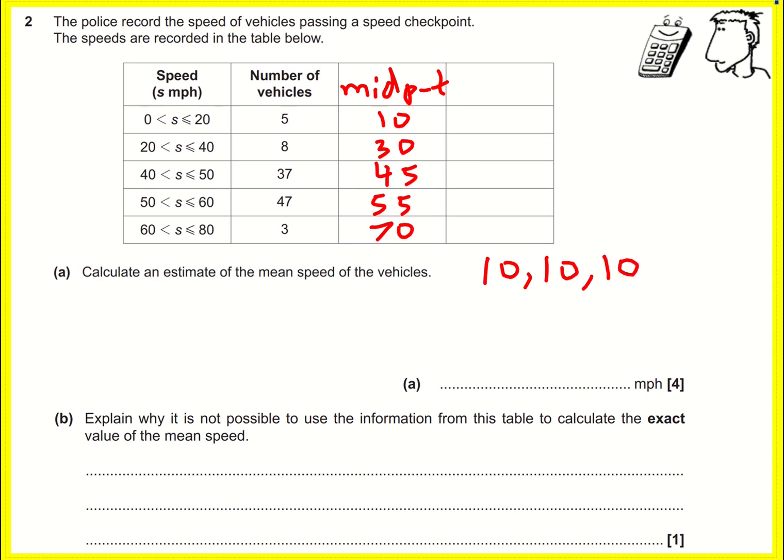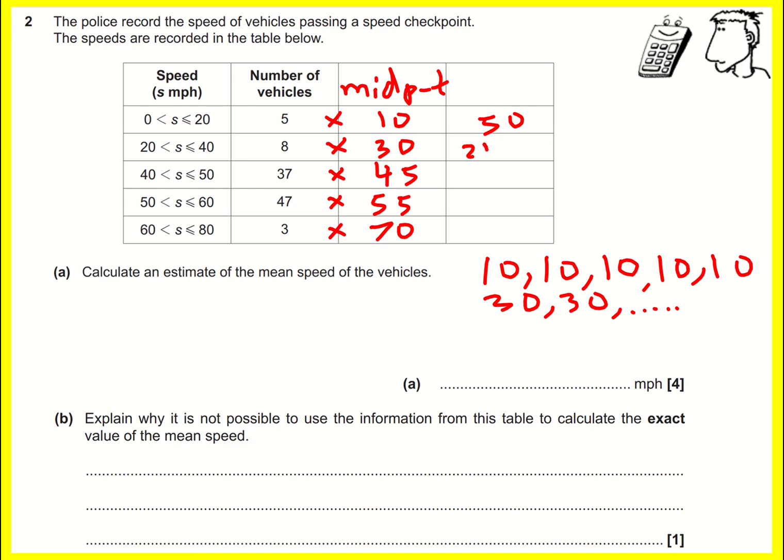Sometimes it's easy to forget what a grouped frequency table is actually giving you. I've got 8 vehicles, which are 30, and so on. If I want to find the mean, I would add all of these up. And a quick way of doing that is to multiply them together and then add them up. So I'm going to get 50, 240. You can use a calculator for this.